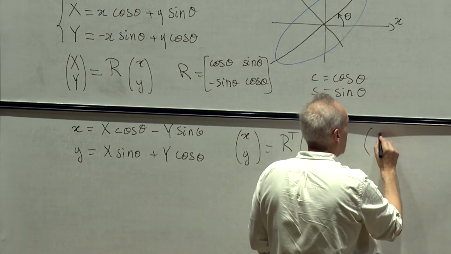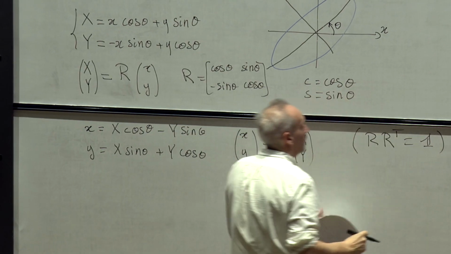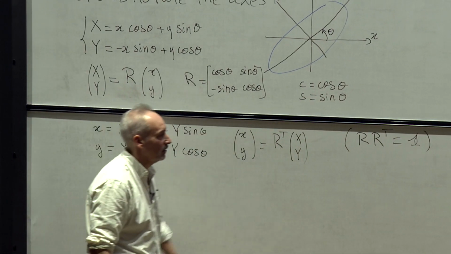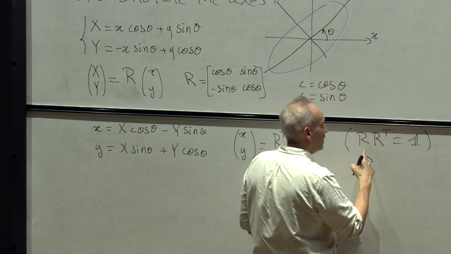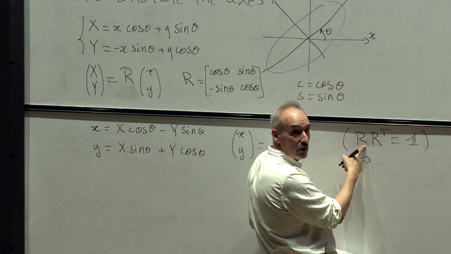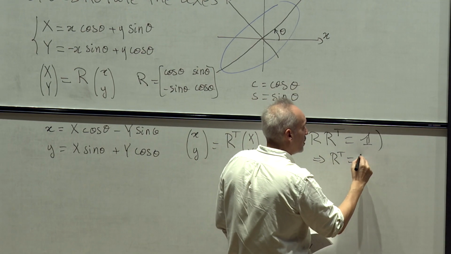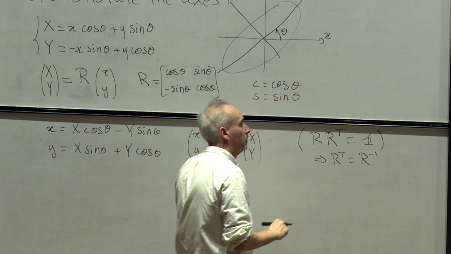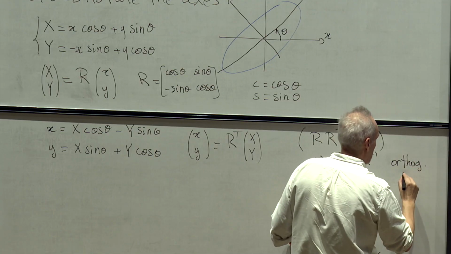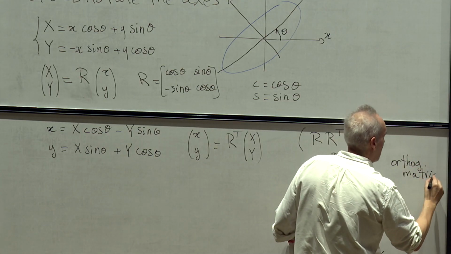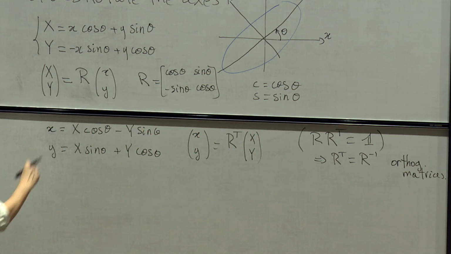So for next week, please notice that these matrices have the nice property that R times R transpose is the identity, which implies that the determinant is not 0, so we can invert them, and that R transpose is R minus 1. It's a preview.